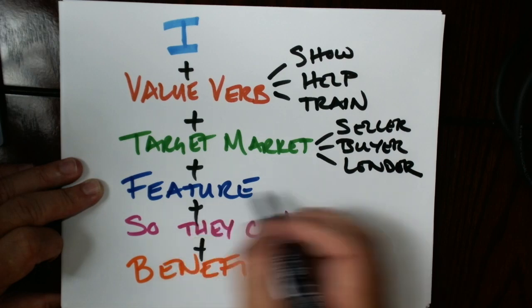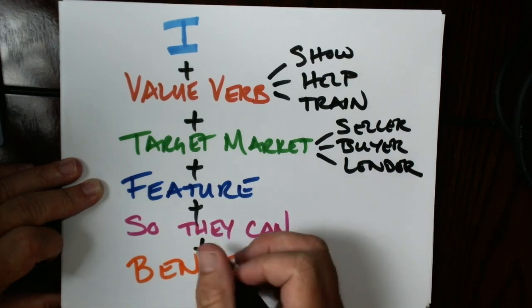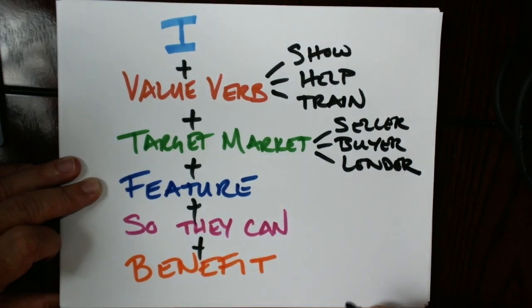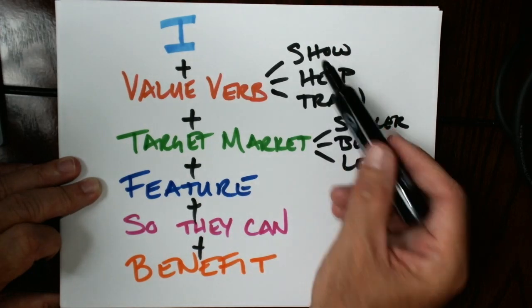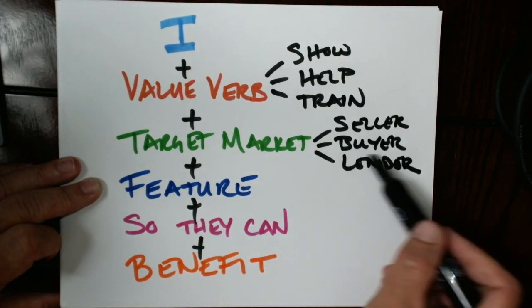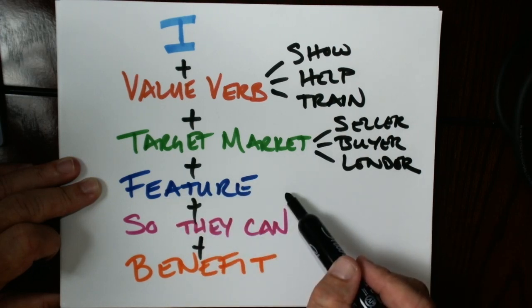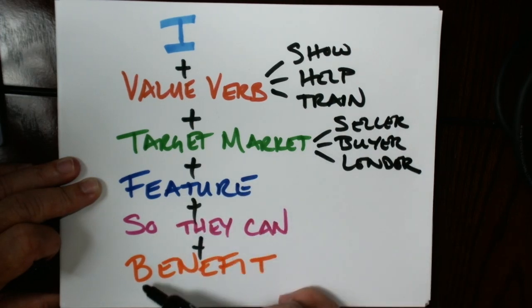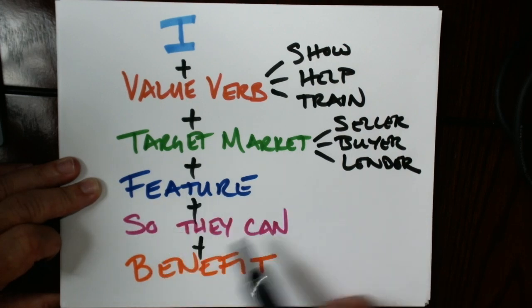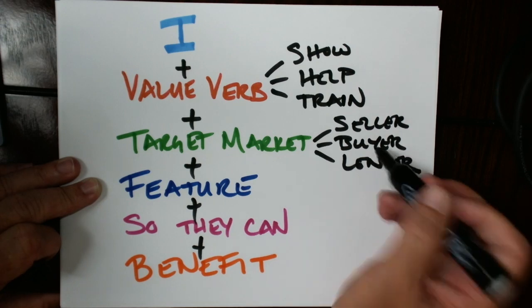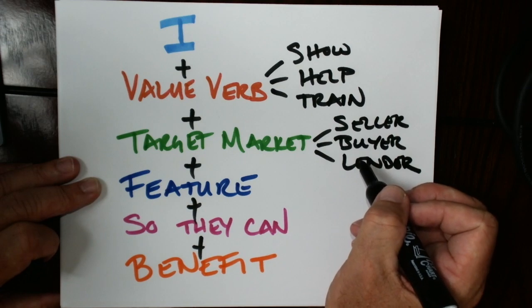All right, and then the feature, this is what you do for them so they can, and this is the benefit of the feature. So as an example, you might have I show busy professionals, which would be a buyer for me, how to build a cash flowing portfolio so they can retire sooner. Got it? So build the cash flowing portfolio so they can retire sooner. That is one way for a buyer. And you notice I didn't say I show buyers. I created a category for the buyers.